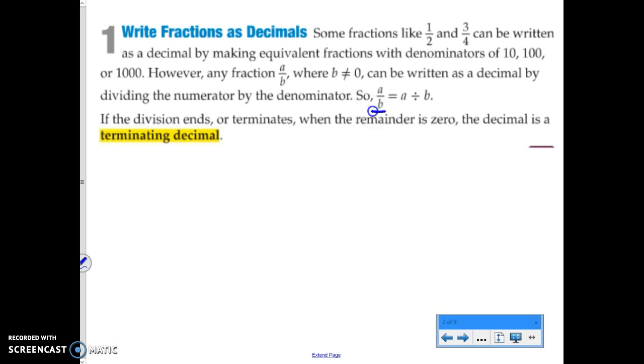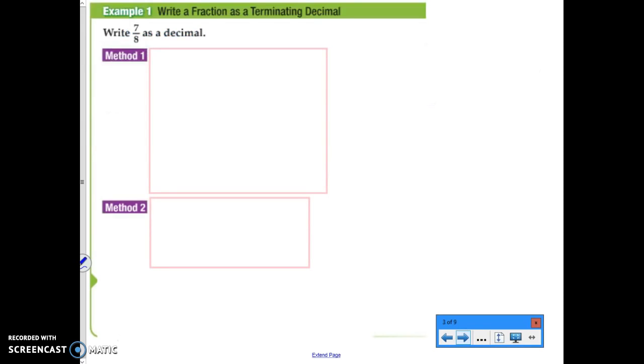So the fraction that you would write right here as a over b is really a divided by b, or that numerator divided by that denominator. If the division ends, or terminates, meaning the same thing, when the remainder is 0, always when that remainder is 0, the decimal is a terminating decimal. So let's look at an example of what that looks like.